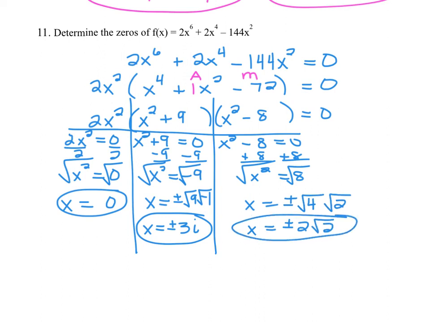Okay, so altogether, we could have had 6 answers, but we only have 5, right? We have positive 2 radical 2, negative 2 radical 2, positive 3i, negative 3i, and 0. The only reason we have 5 instead of 6 is because there's no such thing as a positive and negative 0. So we wound up with 1 answer here.